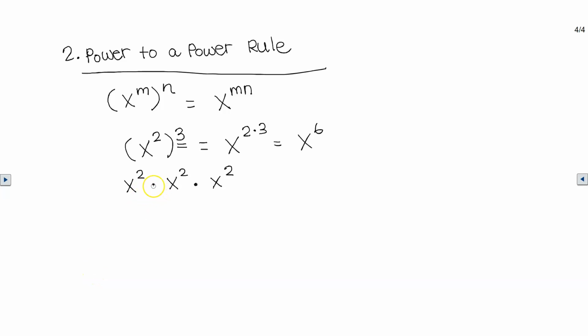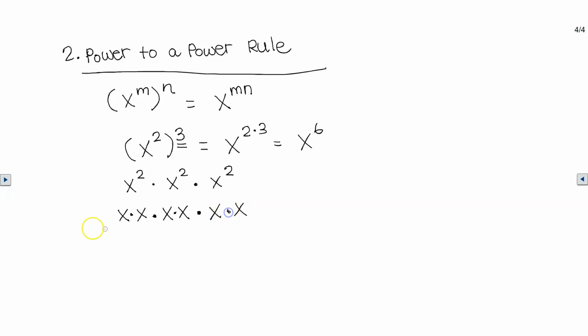Now, I'm going to go ahead and carry this multiplication dot down, and this multiplication dot down. And then when I look at this x squared, I know that's repeated multiplication. So I know that means repeat the x 2 times. So this x squared is going to become x times x. And then this x squared is the same thing. It's going to become x times x. And then this x squared, same thing. It's going to become x times x.